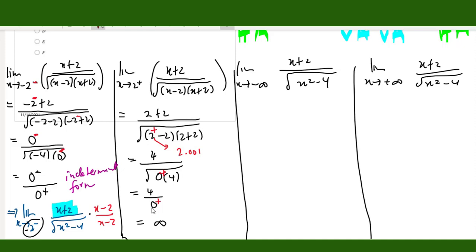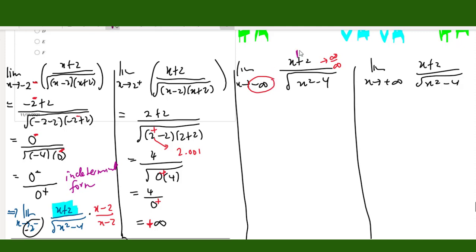Just want to check here: undefined, defined, right? So 4 is positive, so it tends to positive infinity. Okay, settled for this one. For this one, substitute: infinity over infinity. Infinity over infinity is considered an indeterminate form, and it tends to negative infinity.